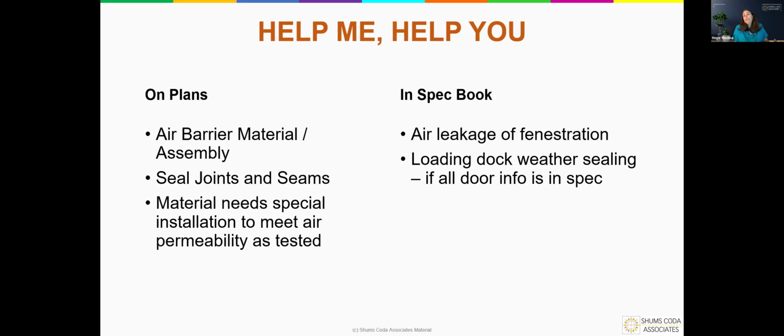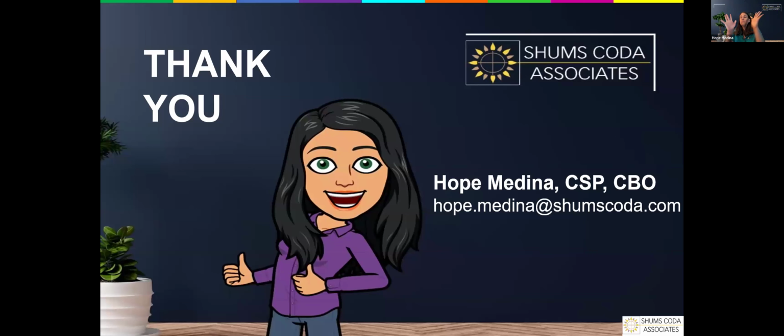Now, things that can be in a spec book, I think, are air leakage for fenestration, or the information about the loading dock weather sealing, right? All of that could be placed in the spec book, and I think that would be perfectly okay. So this is me. I hope I gave you guys something to think about when thinking about air barriers. And if you have questions, I'm happy to answer any.